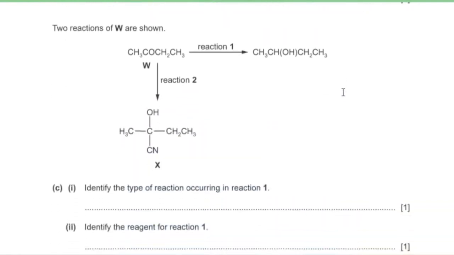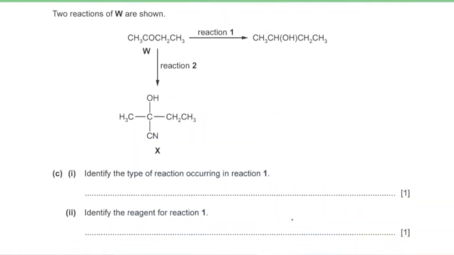Two reactions of W are shown. Identify the type of reaction occurring in reaction 1. So reaction 1 is ketone to secondary alcohol group. So this is reduction. And reaction 2 is ketone to alcohol group and a nitrile group, which is a nucleophilic substitution reaction. Nucleophilic because the cyanide ion is a nucleophile acting over here.